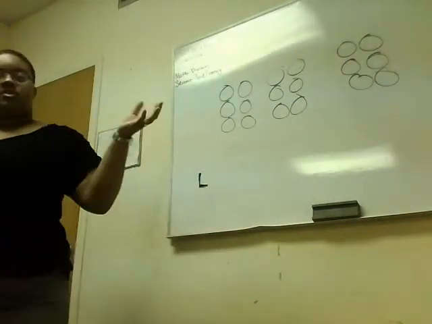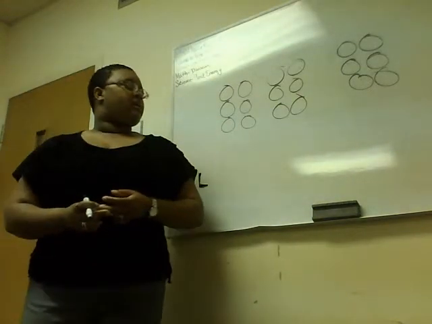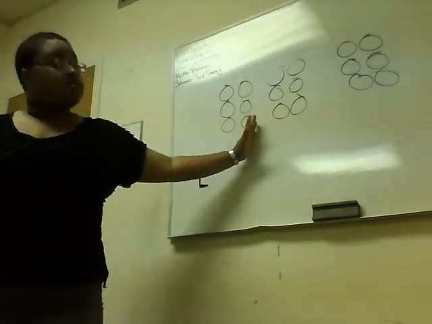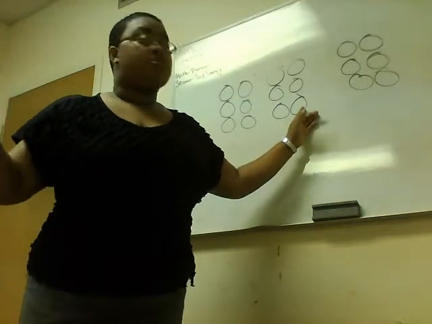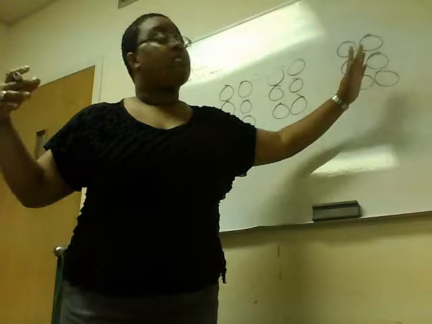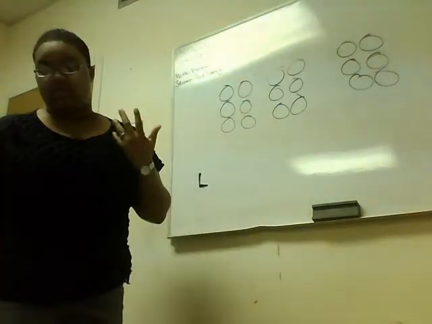How many circles do I have on the board, first of all? We can count by threes. 3, 6, 9, 12, 15. How many? 18. All right, so we have 18 total.